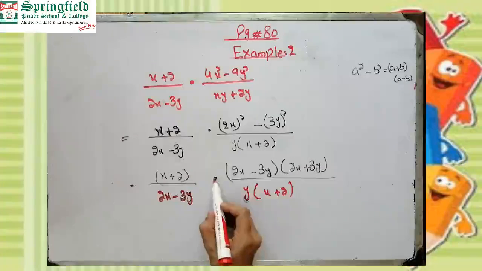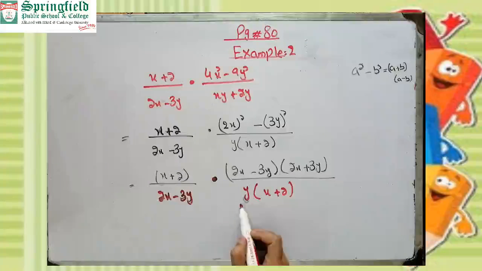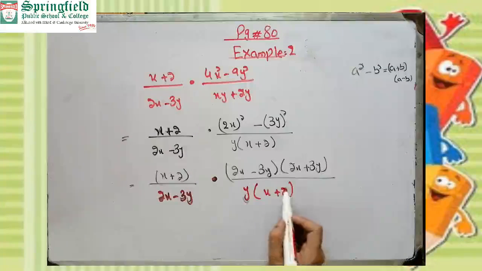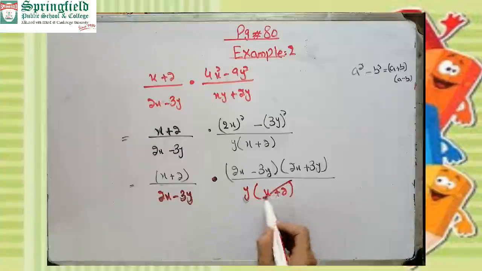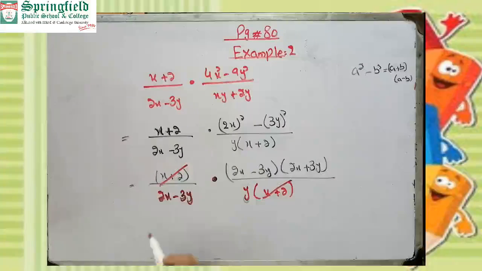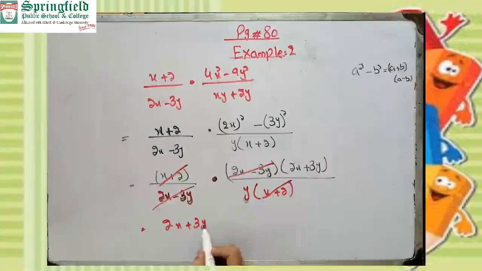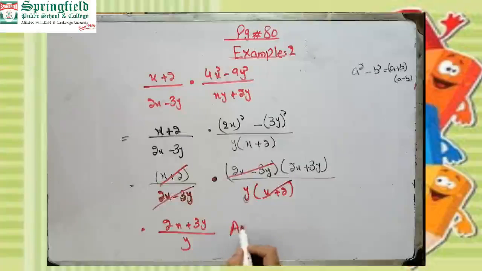So here the expressions are multiplied, and during multiplication we can use the cancellation property. Fine. During multiplication, not addition and subtraction. Here we are talking about multiplication. During multiplication we can use the cancellation property. So cancel x plus 2, and 2x minus 3y can be cancelled. Just 2x plus 3y is left, divided by y in the denominator, and this is your final answer.